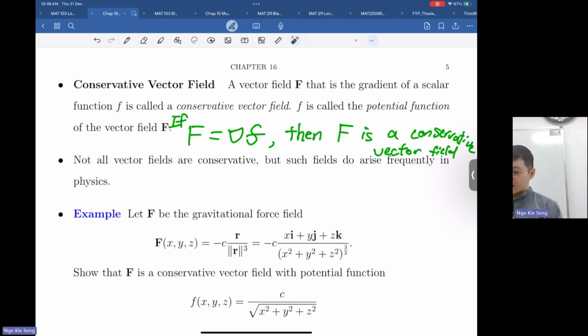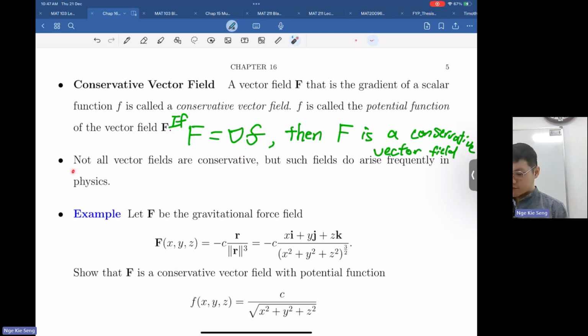So if you can show that your vector field is a gradient of some scalar field, then we will call this vector field conservative. At the same time, we will call the little f the potential function for the vector field. Make sense? Okay. We will use this language later on.